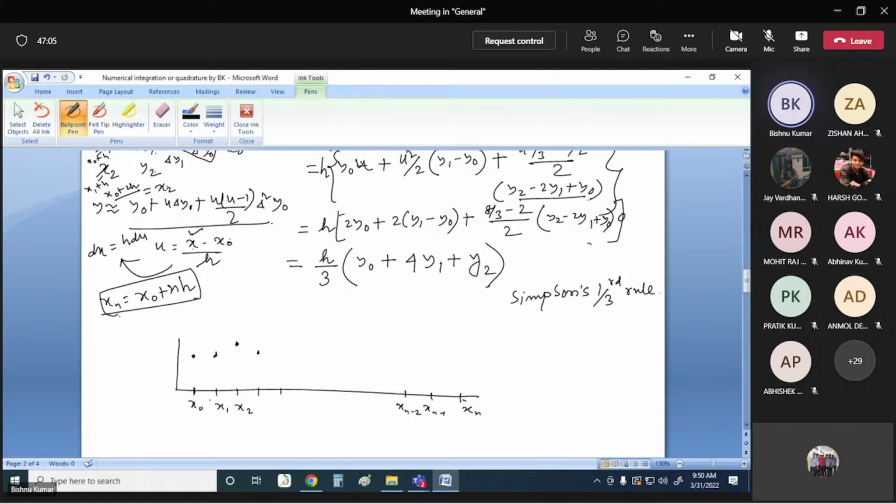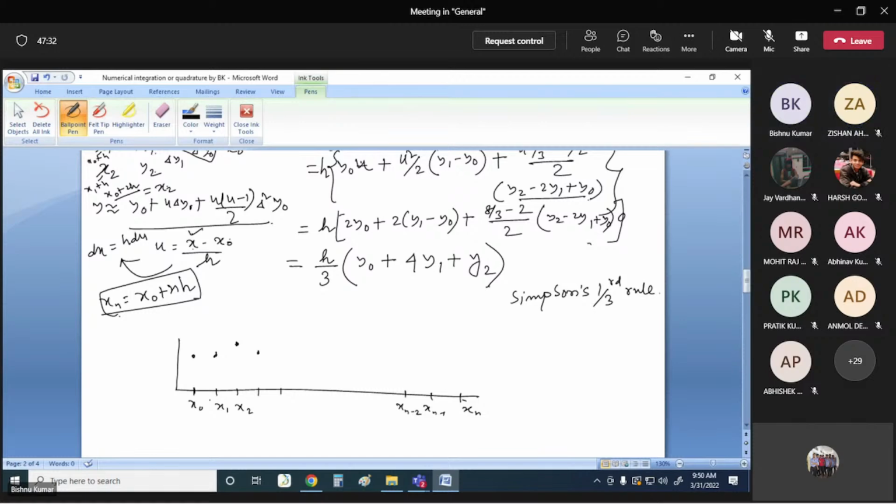Very good. You are understanding. For the last value, just tell me: h by 3. That is not x, you have to consider within the bracket the y ordinates: y n minus 2 plus 4 into y n minus 1 plus y n.